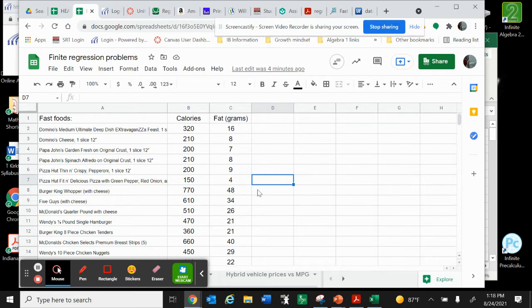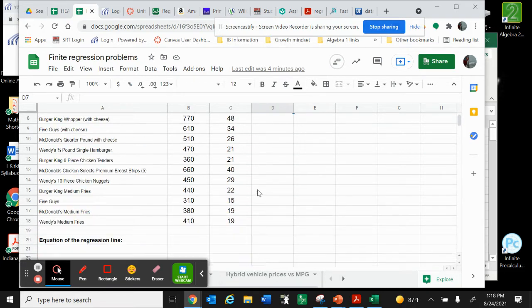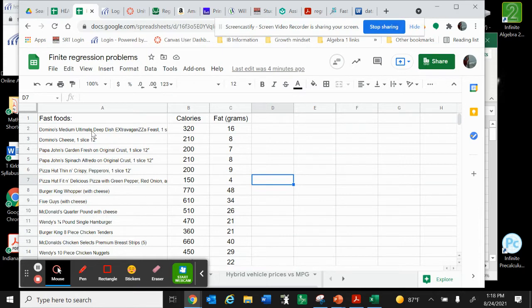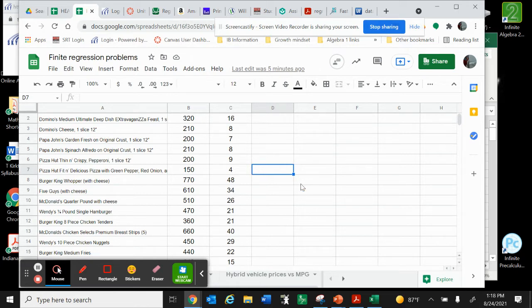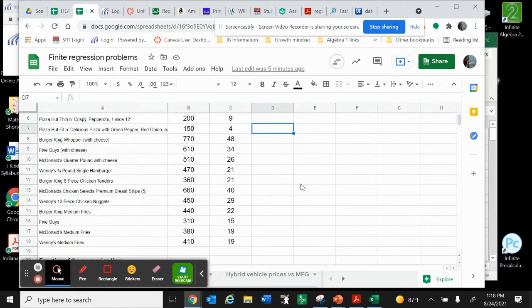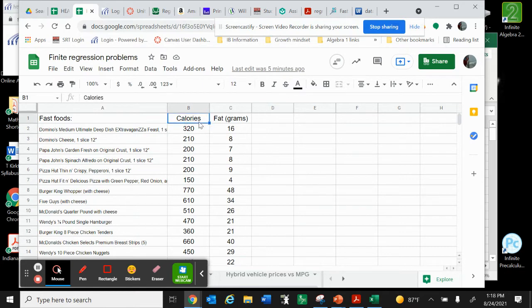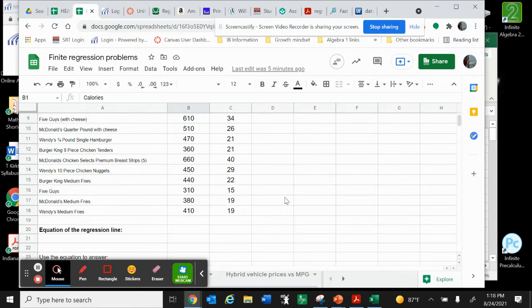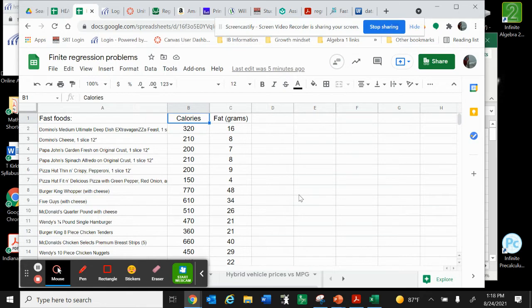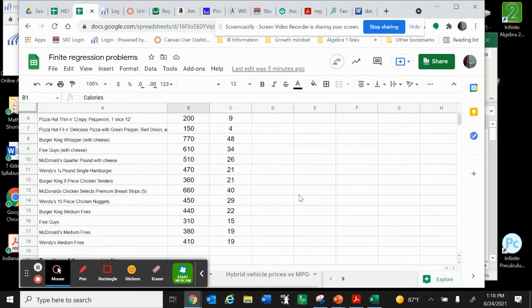So we have some data here of some different fast food items and the calories and the fat grams for each item. And so it's just a list. And so basically, what this is going to do is show you how to plot these as points. So we're going to see if there's a relationship between the calories in a fast food item and the number of grams of fat in that item. So some things have a lot of calories and less fat. So maybe that will throw it off, but we're going to find out.